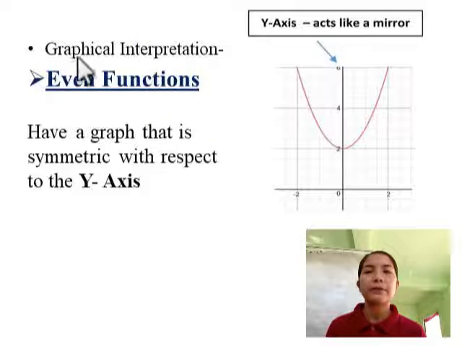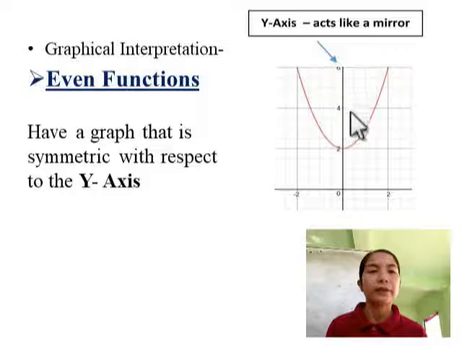So we have here an example of graphical interpretation of an even function. The graph here is symmetric with respect to the y-axis. The y-axis acts like a mirror. Tulad lang siya kapag kayo ay nananalamin. Nagre-reflect lang yung kanyang graph. So it is an example of an even function.